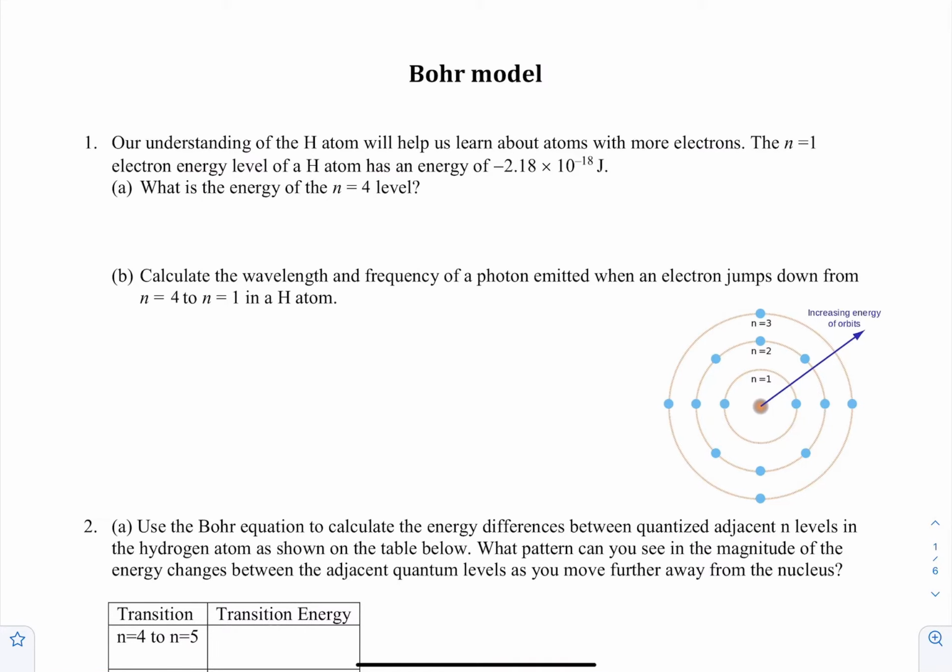I'm Austin and I'll be running through part 1 of problem set 6, the Bohr model. Number 1, our understanding of the hydrogen atom will help us learn about atoms with more electrons. The n equals 1 electron energy level of hydrogen atom has this energy.